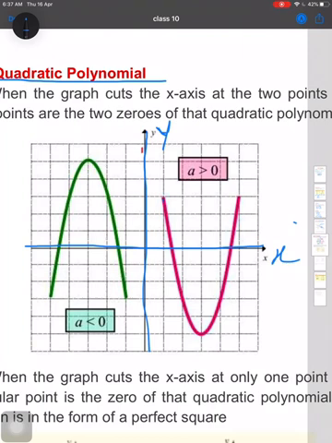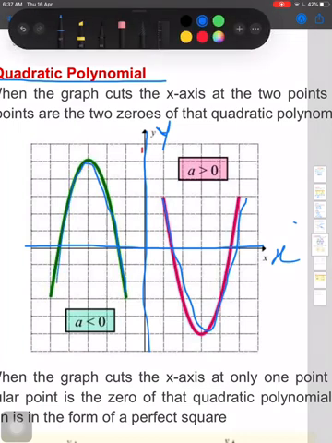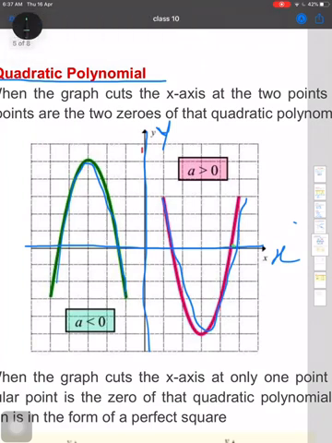Now the quadratic polynomial will always be in the form of a parabola. So suppose this is the graph of one equation, and this is the graph of another equation. Now you have to tell me how many zeros it will have. See this one, a quadratic polynomial, the degree is 2, so there will be 2 zeros also.